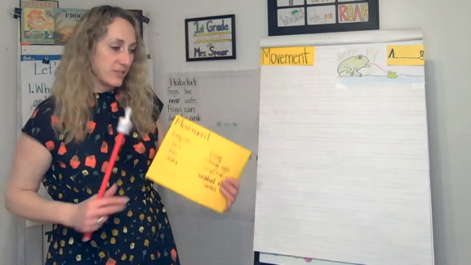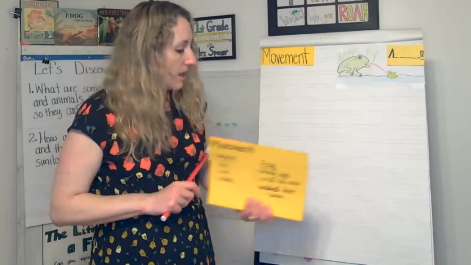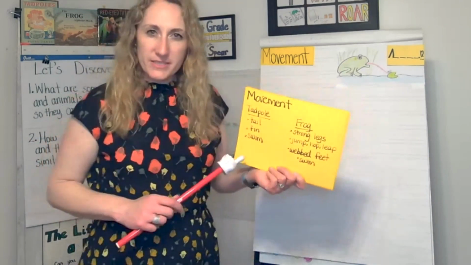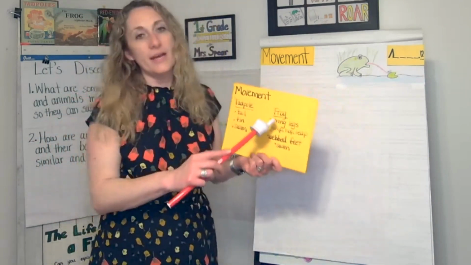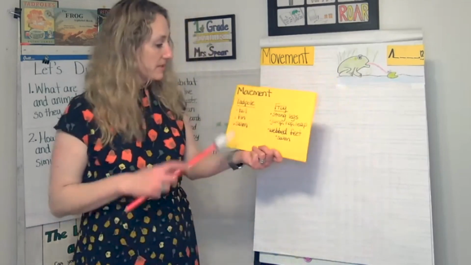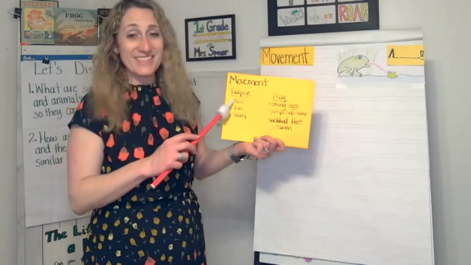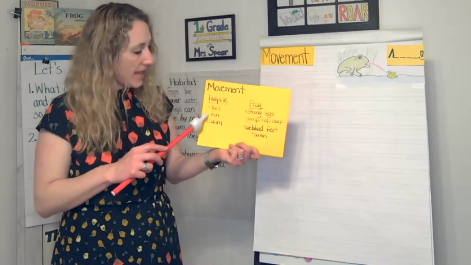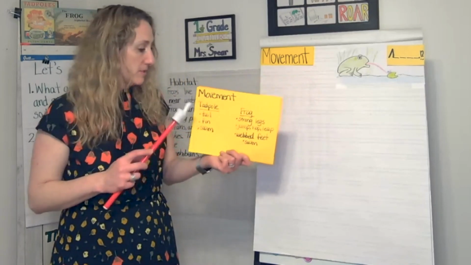When I was doing my research after reading my books, I was discovering there's a little bit of a difference between a tadpole and a frog, which kind of gets at that second question. How are animals the same and different? So tadpoles have a tail and they have a fin, which helps them to swim.